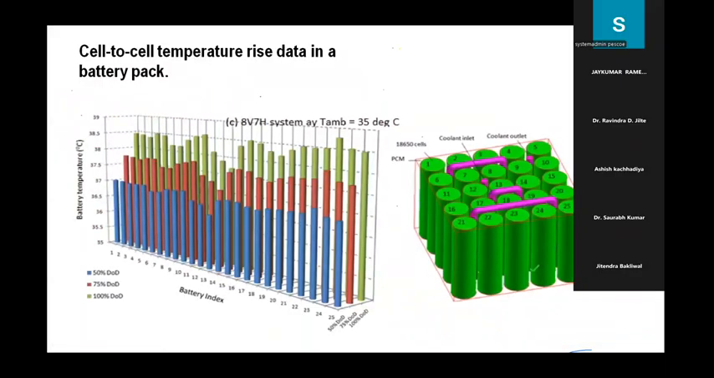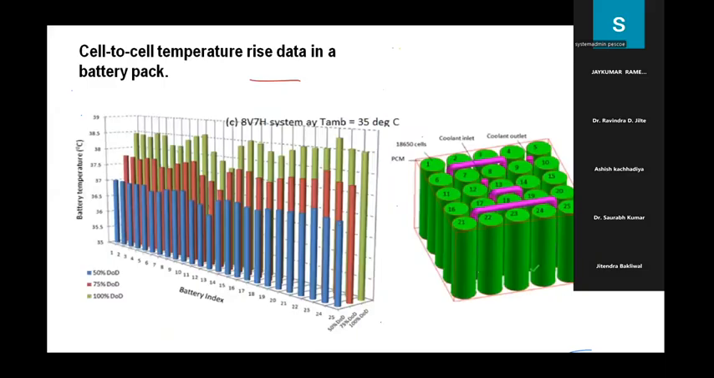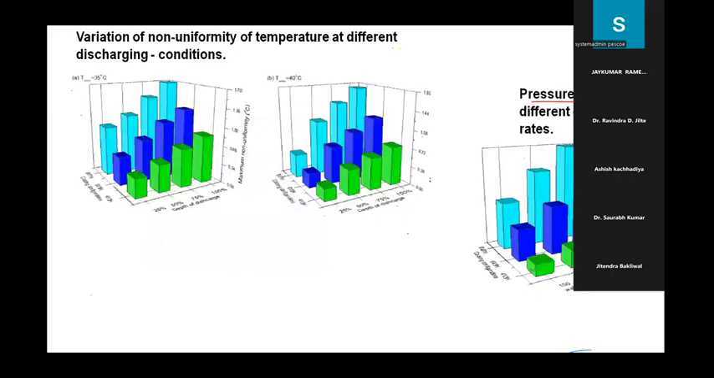Results are published, cell to cell temperature variations we publish. Then we also publish the variations of temperature non-uniformity. We also publish how the pressure drop is happening over there, because we utilize so many cells over there. Almost 25 cells we have utilized. So significant pressure drop may occur, which we try to minimize in the case of liquid circulated kind of systems. So these are all the possibilities.